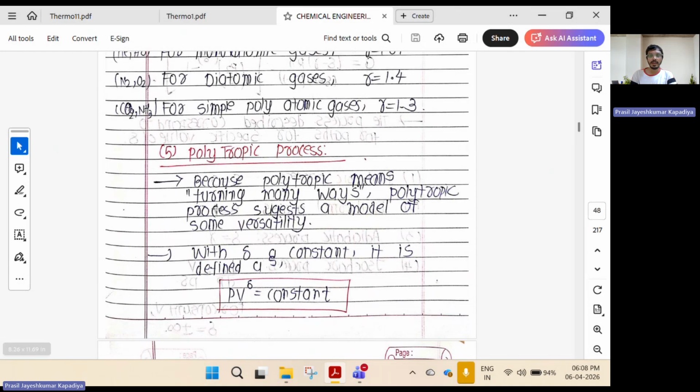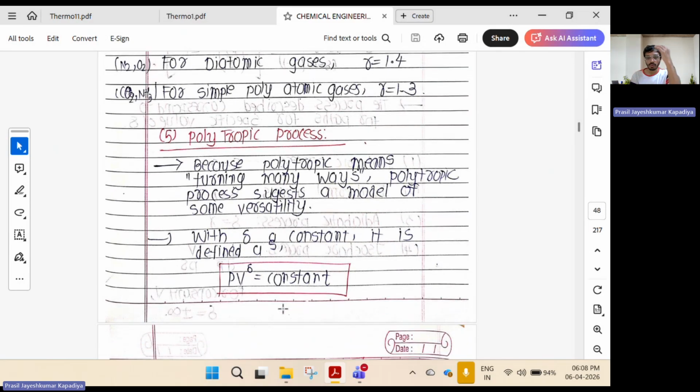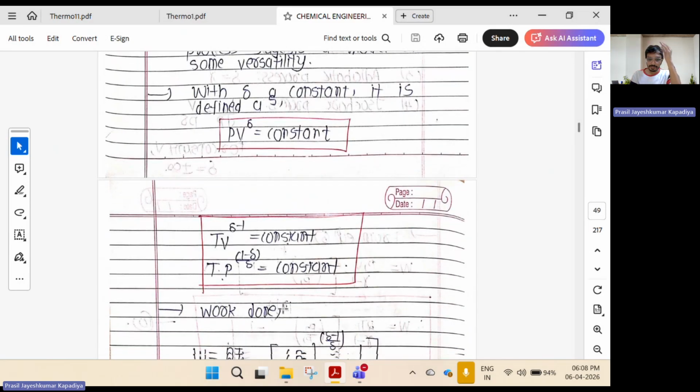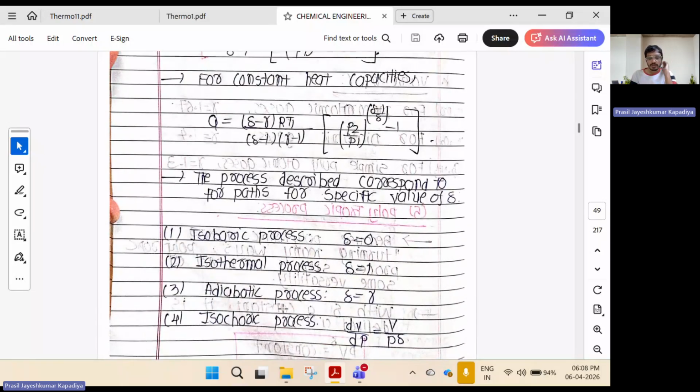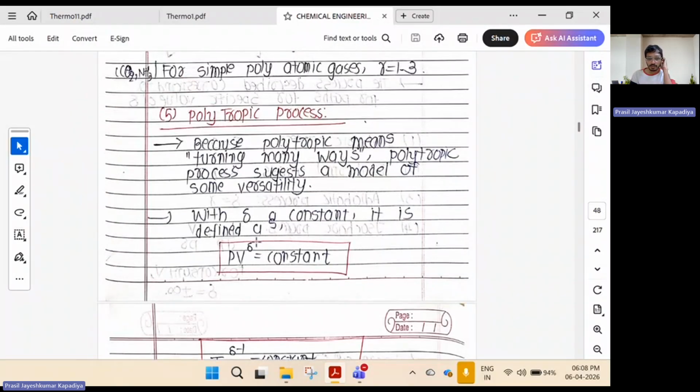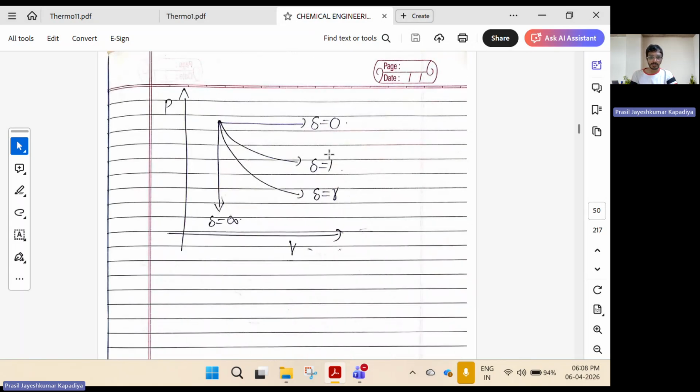Now, polytropic. So what does polytropic mean? Polytropic meaning turning many ways. So we are just defining P into V raised to delta is equal to constant. So see, these are various ways. Let's say I am saying that delta is equal to 0. So delta is equal to 0 meaning P is equal to constant. So what does P is equal to constant mean? Isobaric process.